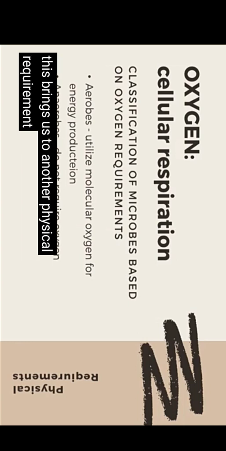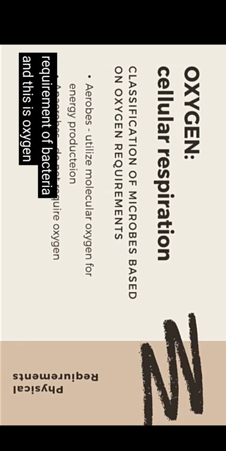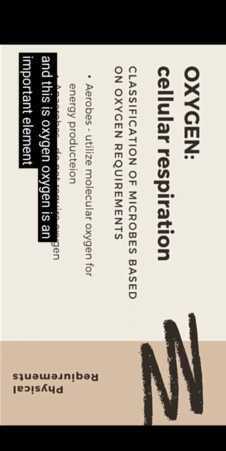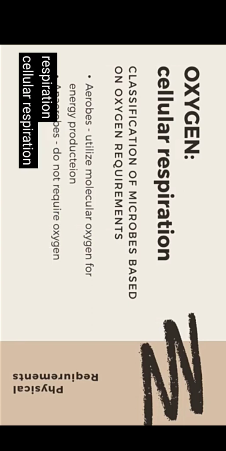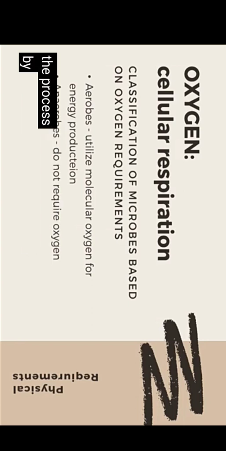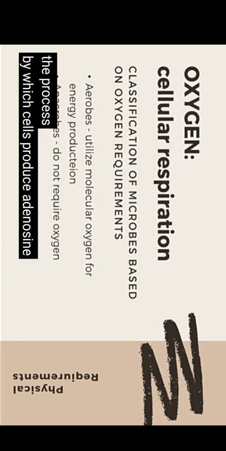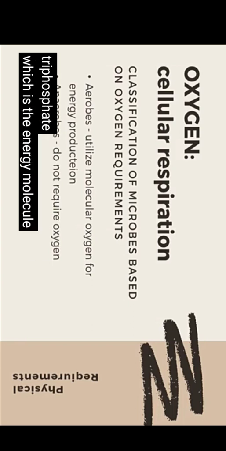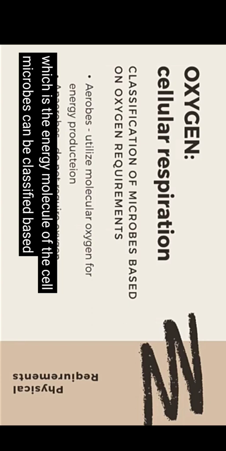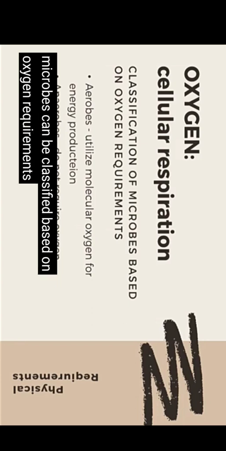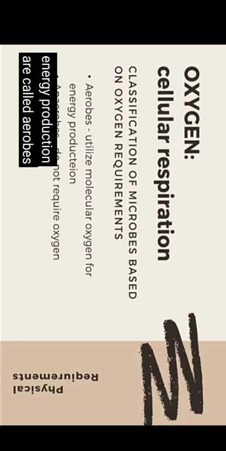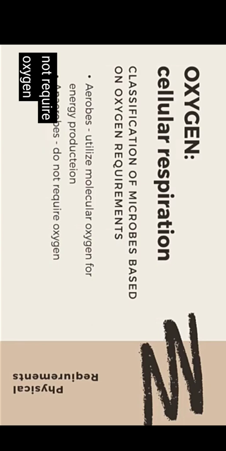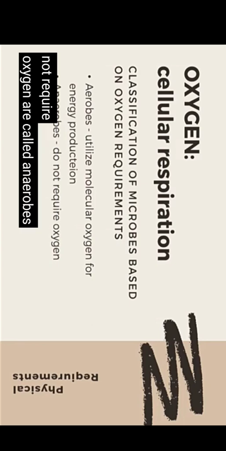This brings us to another physical requirement of bacteria, and this is oxygen. Oxygen is an important element because it is needed for cellular respiration. Cellular respiration, if you recall, is the process by which cells produce adenosine triphosphate, which is the energy molecule of the cell. Microbes can be classified based on their oxygen requirements. Those that utilize molecular oxygen for energy production are called aerobes, while those that do not require oxygen are called anaerobes.